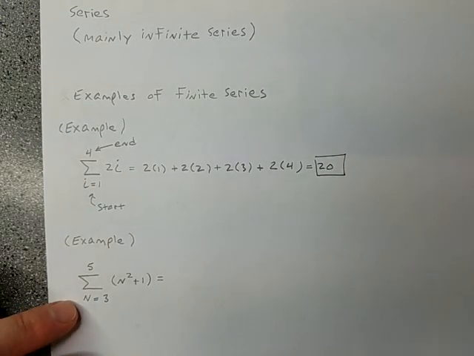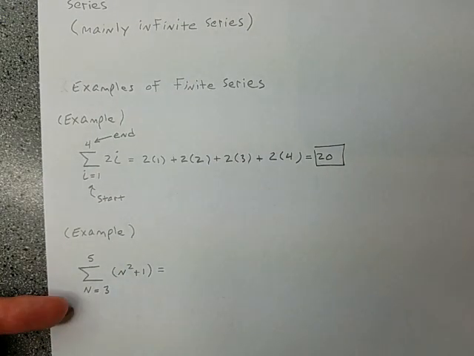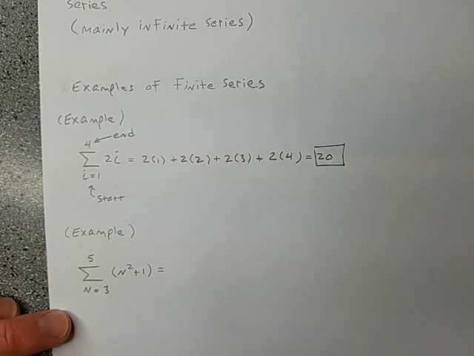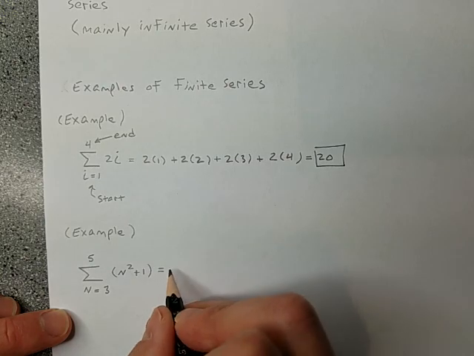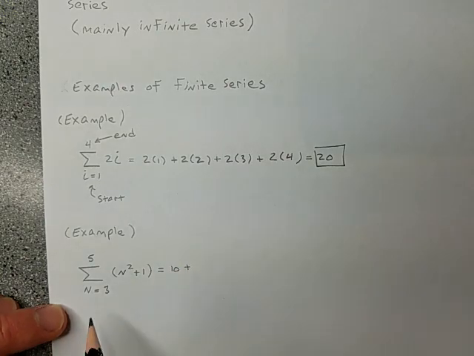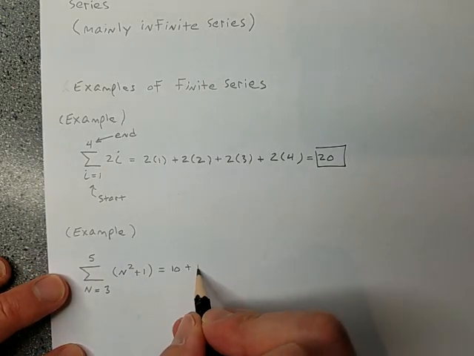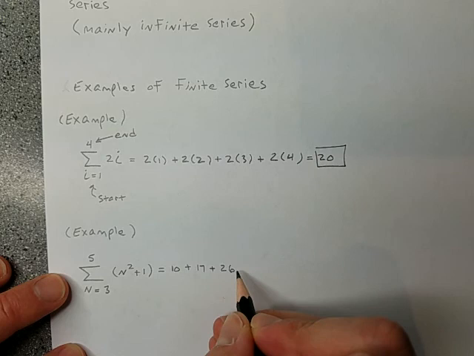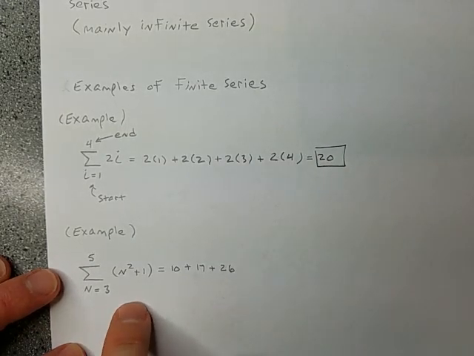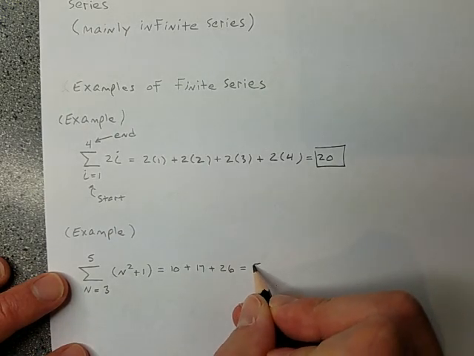So just to spice things up a little bit, at least as far as math goes, I used N instead of I. All right. So what are we going to get this time? We're going to put 3 in. 3 squared, that's 9, plus 1, that will be 10. And then I count my way up to 5, so the next number is 4. 4 squared is 16, plus 1 is 17. And then I'm up to 5 at that point. I put 5 in. 5 squared is 25, plus 1 is 26. So there's my series. This amounts to saying 10 plus 17 plus 26, and that is going to be 53.